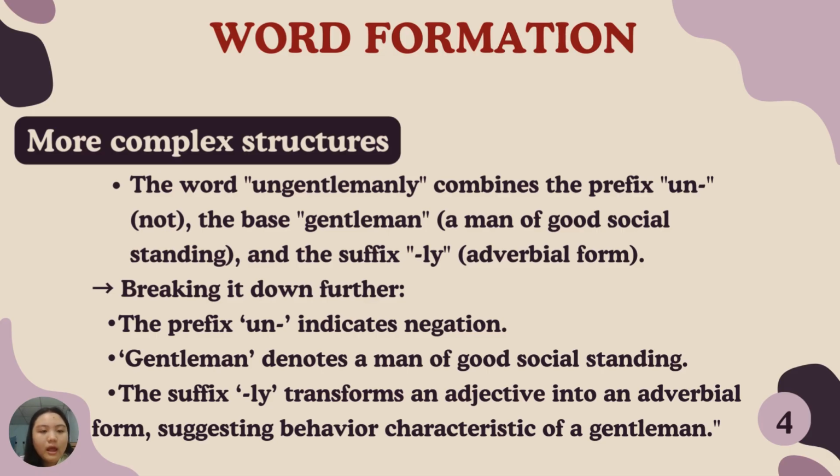The word, for example, the word ungentlemanly here combines the prefix un, which means not, the base gentleman, a man of good social standing, and the suffix -ly. When we break it down further, the prefix un indicates negation. Gentleman denotes a man of good social standing. The suffix -ly transforms a noun into an adjectival form, suggesting behavior characteristic of a gentleman.